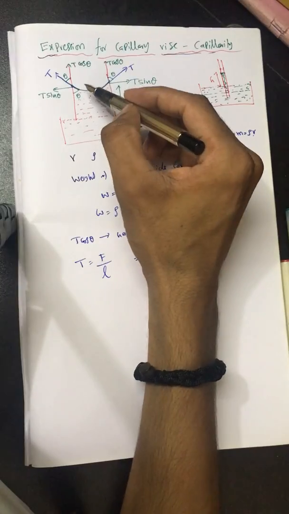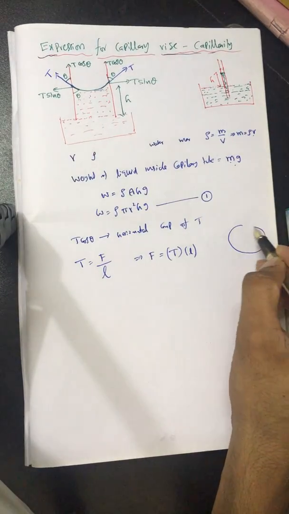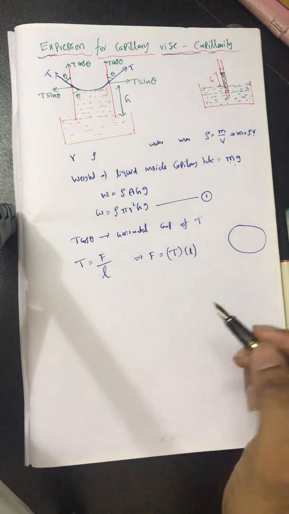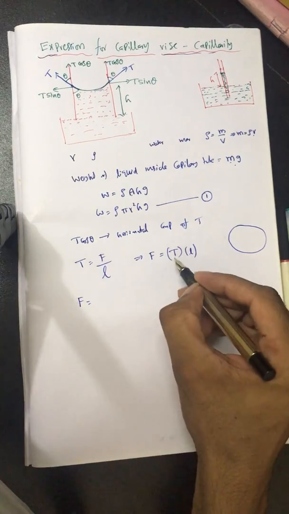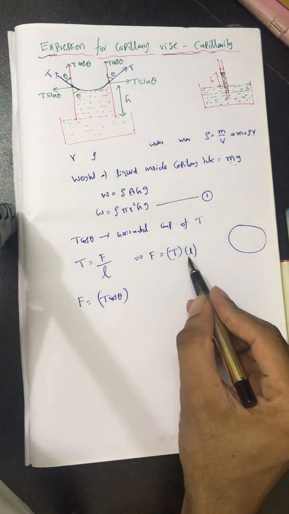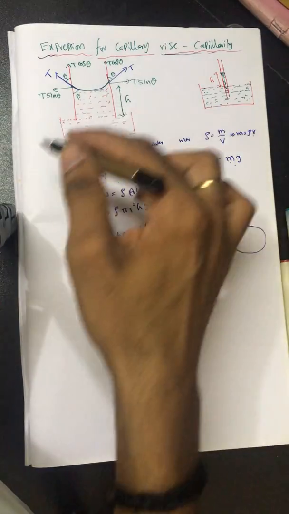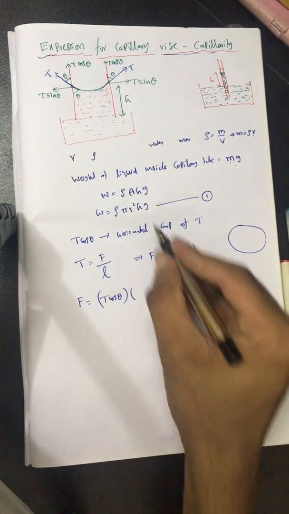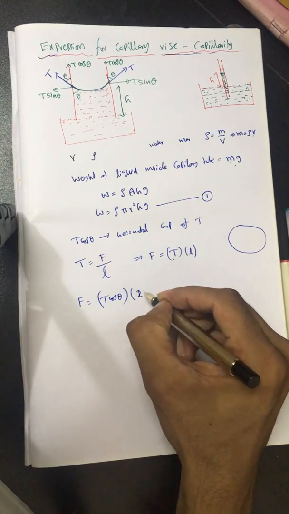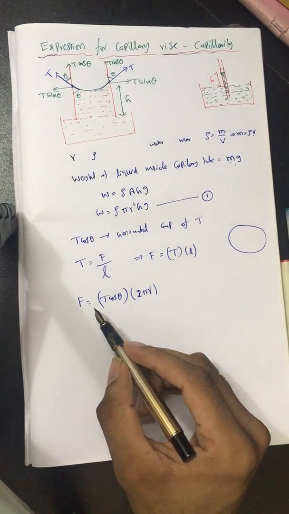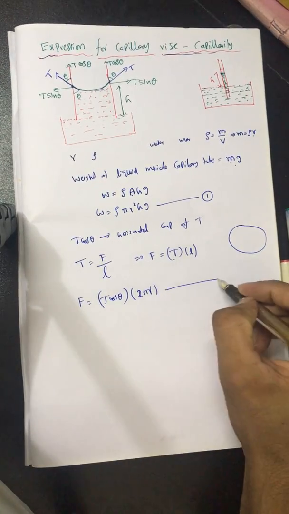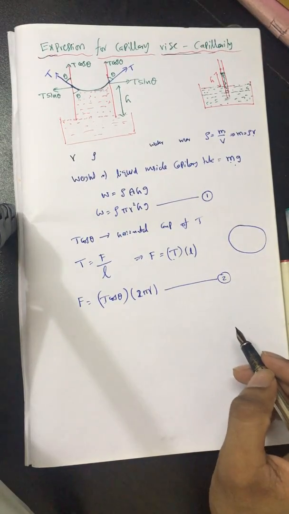Now, in this case, for this meniscus, since it is circular, this T cos theta everywhere acts upward for the entire circumference. So force is equal to T cos theta, because T sin theta just vanished, times the length, which is the circumference, because T cos theta acts all over the circumference. That is the circumference of the circular cross section. When you see from the top, it is 2 pi r. So this is the force corresponding to the surface tension T. Let me take this as equation number 2.